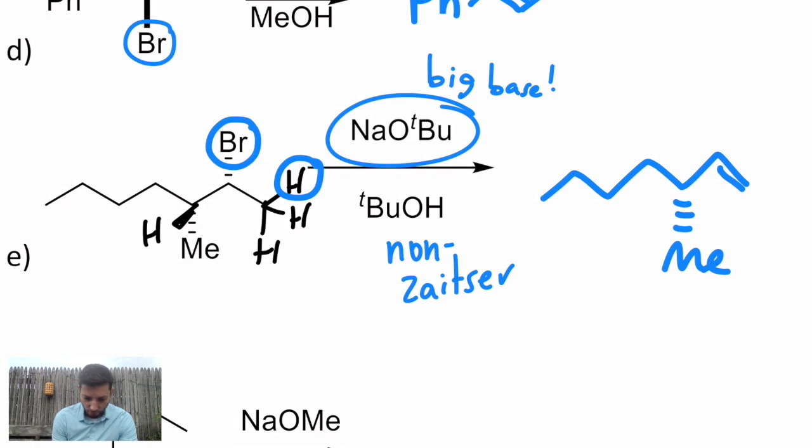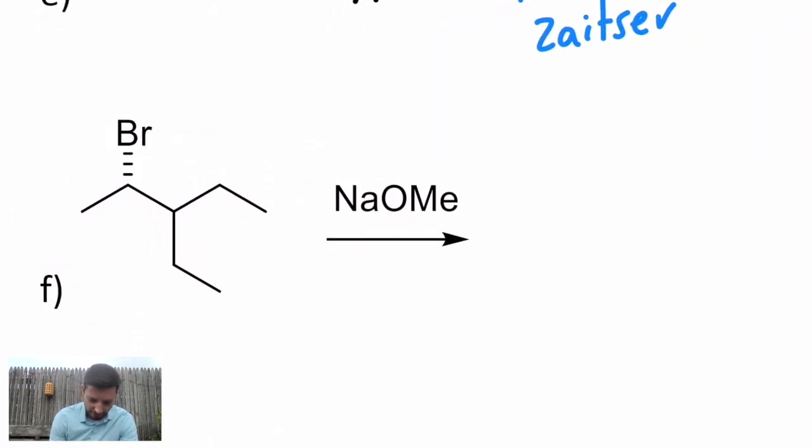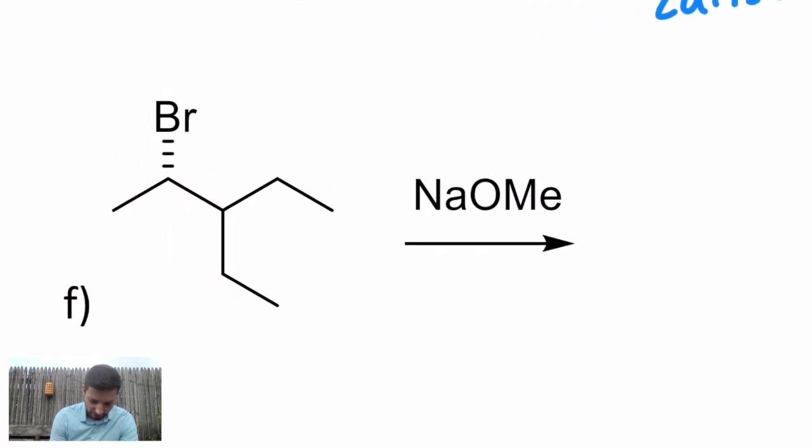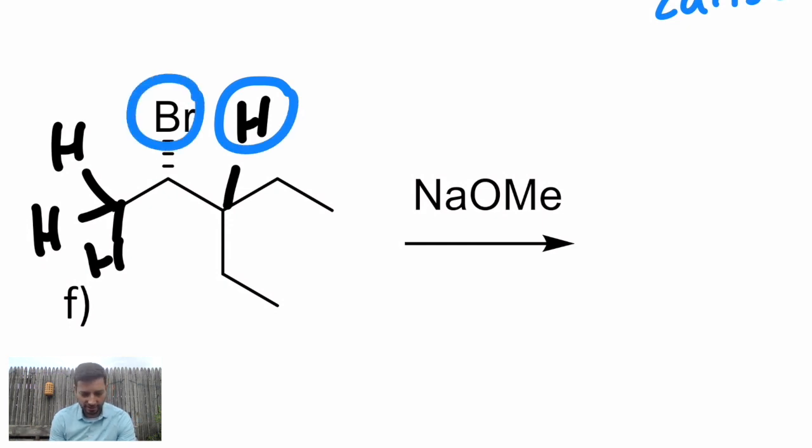Okay, so one more. We've got small base, so you get the Zaitsev. Find your beta H's. There's one right there. There's 3 others over here. Small base means I'm going to lose the less abundant H and the bromine. Is that anti or syn to the bromine?